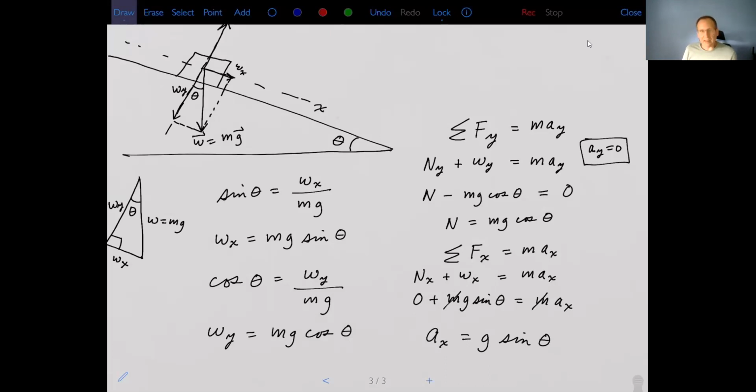So how do we find sine theta? It's not really easy to measure the angle theta. So what we're going to do is measure the height of the air track at both ends, and that will allow us to compute theta. Okay, so let me go to the next page and show you that part.